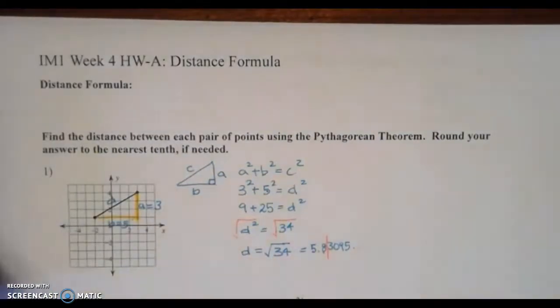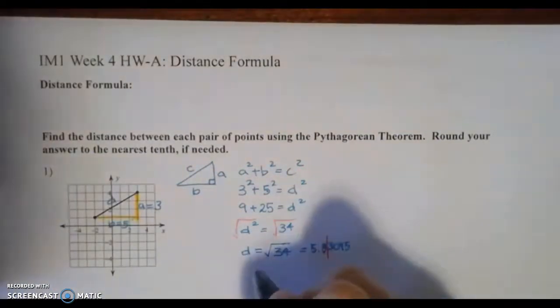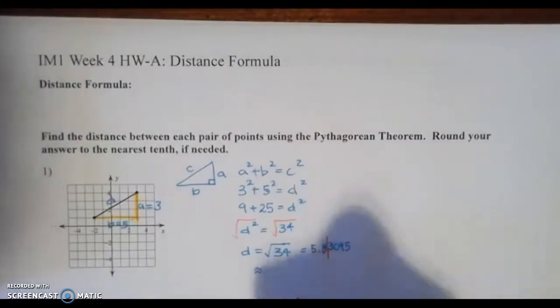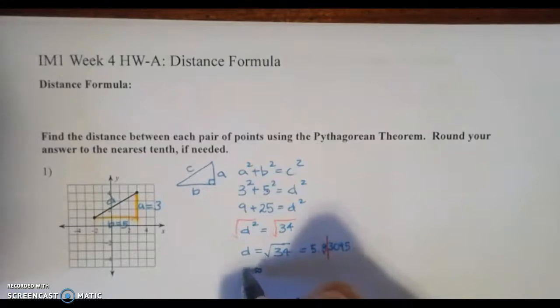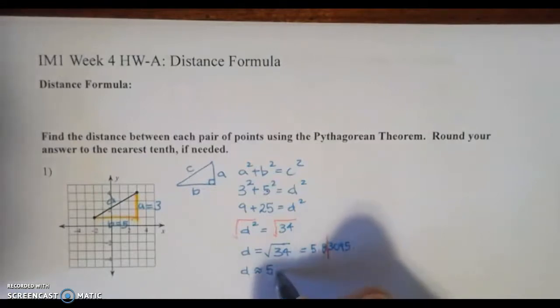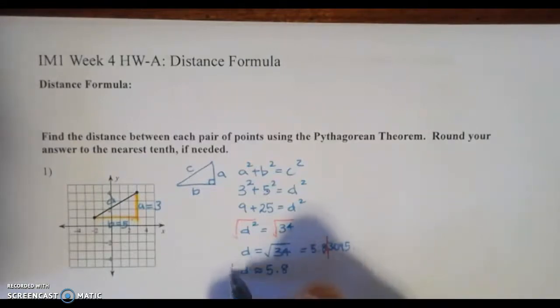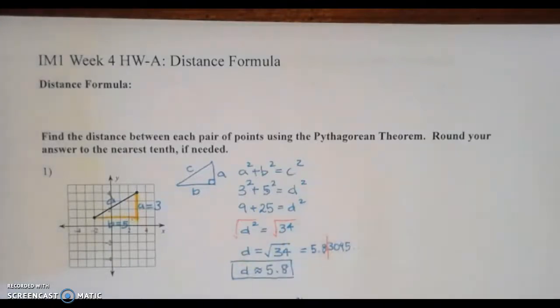And therefore, the answer becomes, distance is approximately, this is the curly equal sign. It means approximately 5.8 to the nearest 1 decimal place. So that's the first problem.